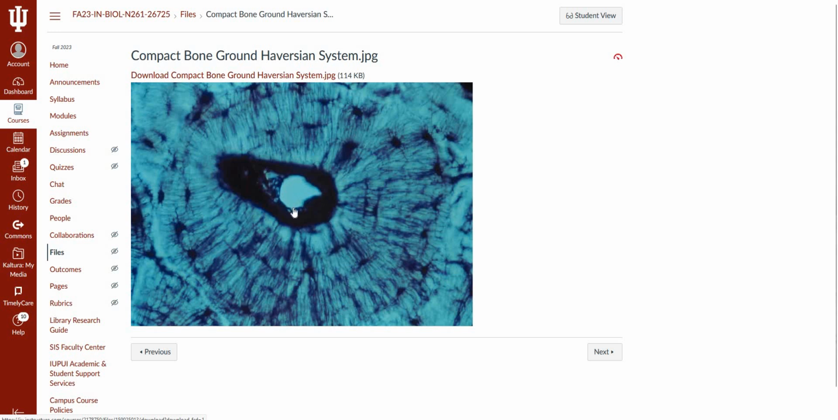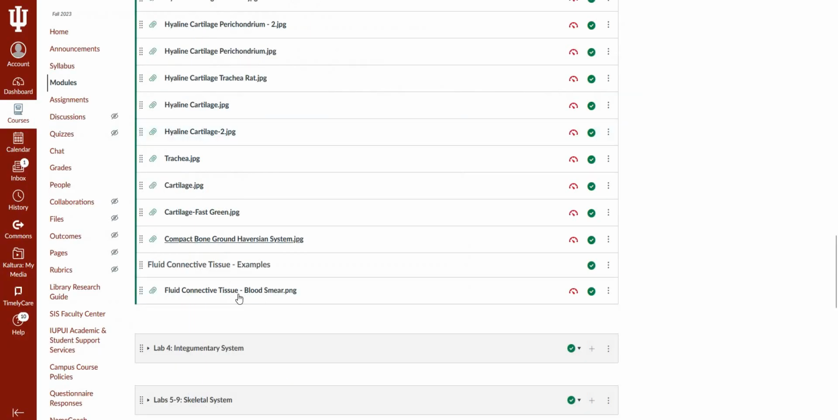And then we're going to have these little networks here called canaliculi, running perpendicular to the tree rings. In the middle here we have a central canal, and we'll talk more about that in Lab 5 and what all of these things mean. But for now, all you need to be able to do is recognize that this is compact bone. So compact bone looks like tree rings, and then we have our spongy bone, which has those trabeculae, those little beams.